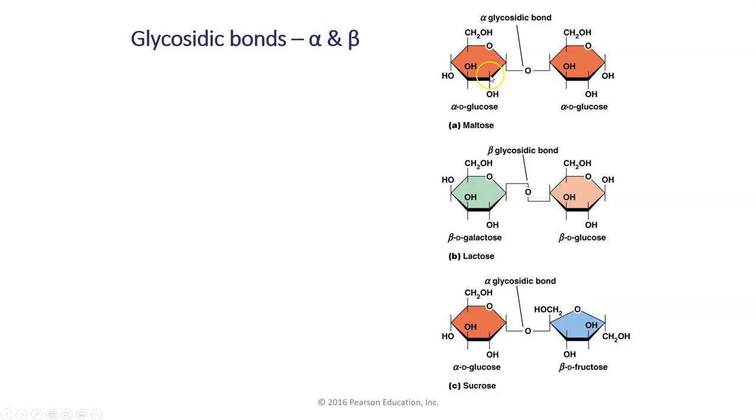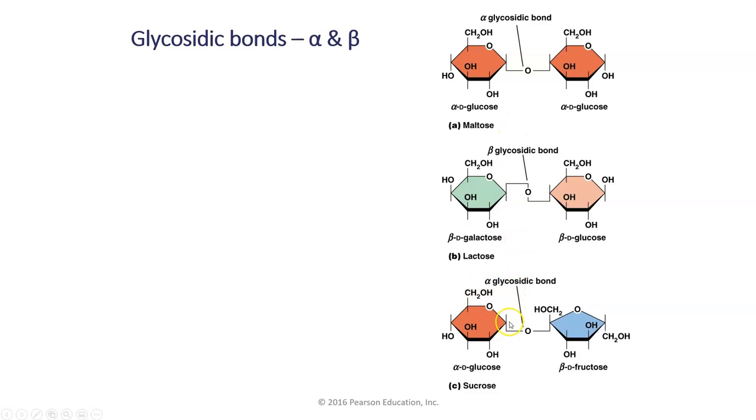Remember, we count our carbons from this furthest right carbon group. So it's 1, 2, 3, 4, 5, and 6. And this one would be 1, 2, 3, 4, 5, 6. So this is the 1, and this would be the 1, 2, 3, 4. So that's how I'm getting the 1,4 glycosidic bond. Beta, because it's coming up versus down here on that first carbon.